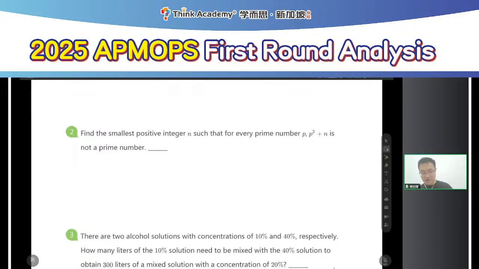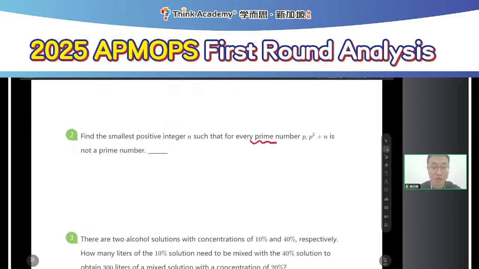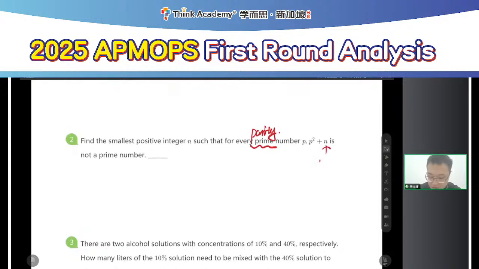And then for the second question, we want to make p squared plus n not a prime for any prime number p. So generally when we see the words prime number mentioned a lot of times, we should think of parity first, right? So the odd and even. As long as n is an odd number, then odd plus odd makes an even. So as long as n is an odd number, for every prime number except 2, the sum is not a prime number.